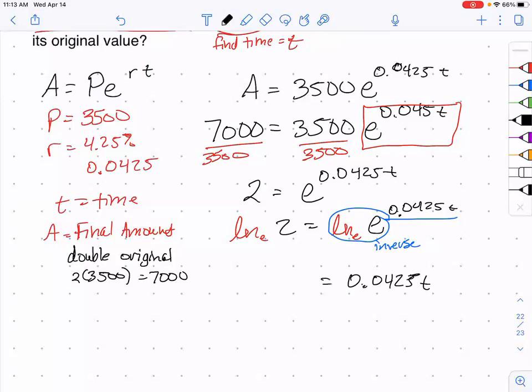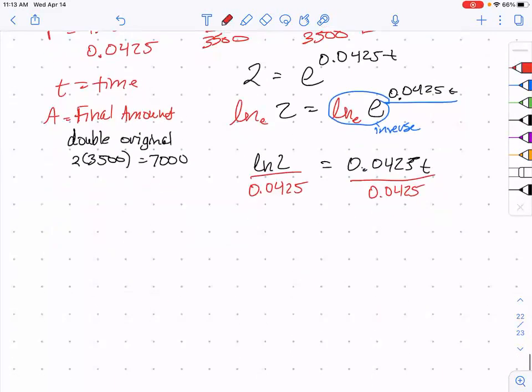And on the other side, this is just a number, and I'm going to just write natural log of 2, because it's easier to write natural log of 2 than to punch that in the calculator and get the decimal number and write it down. So to finish it, what do I need to do? Divide both sides by 0.0425. So my time is equal to natural log of 2 divided by 0.0425. And you can get an answer there. Turns out to be 16.3 something.